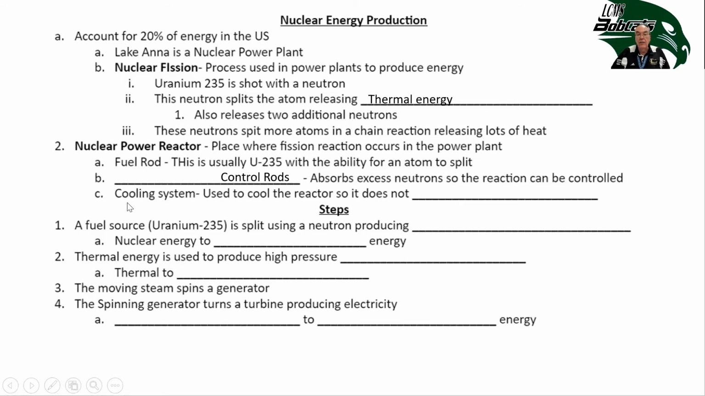The reactor gets very hot because of the nuclear fission going on. So you need a cooling system that's used to cool the reactor. In our case, that's Lake Anna. So it doesn't melt down and overheat.